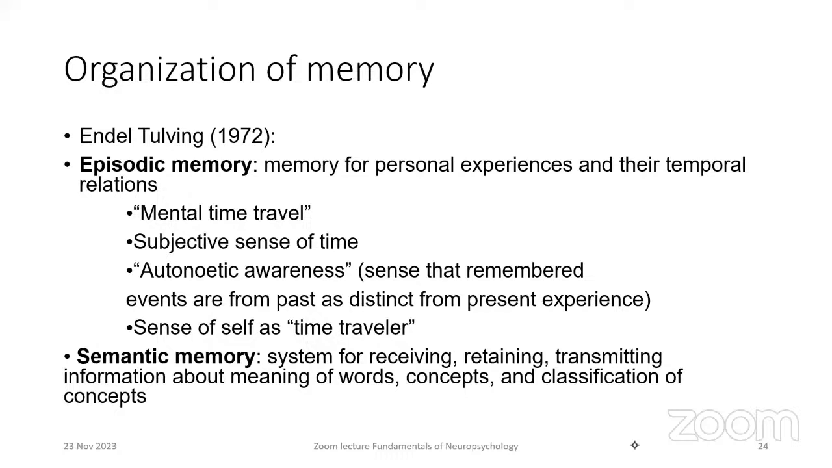Autonoetic awareness is the sense that remembered events are from the past, as distinct from the present experience, unlike noetic awareness. It gives a sense of self as a time traveler. Whereas semantic memory is a system for receiving, retaining, and transmitting information about the meaning of words, concepts, and classification of concepts. Semantic memory is important because it refers to concepts and facts, right? It has no relationship to time.